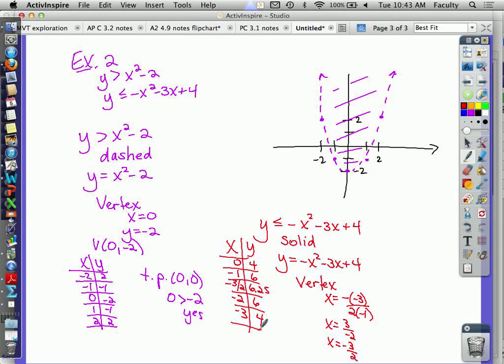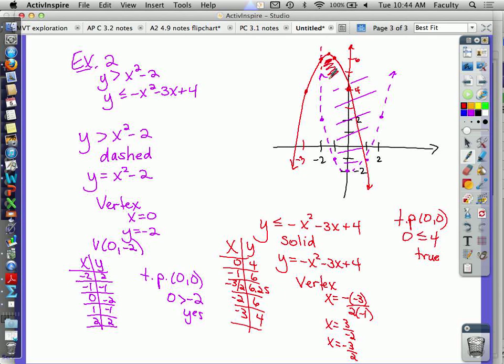So let's plot this. I've got 0, 4. Oops, so I got to increase my graph here. -1, 6. Now be careful, -3/2 is only half a unit. Now this one's solid. And then we can do 0, 0. I'm getting 0 less than or equal to 4, which is true.